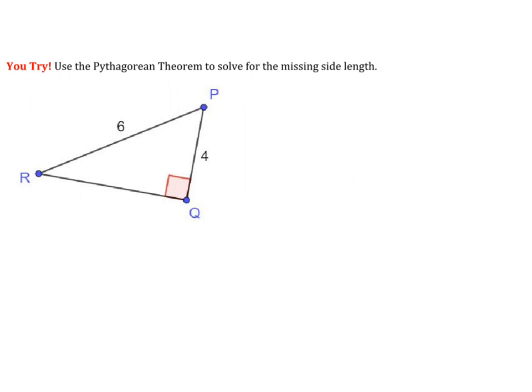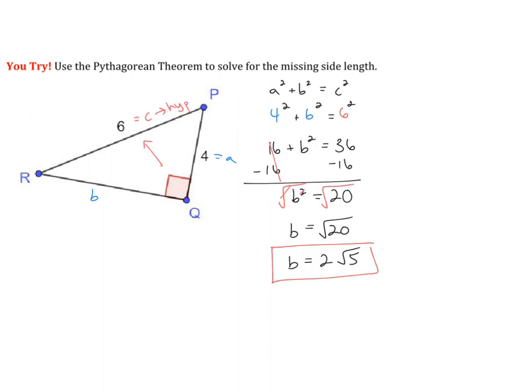All right, go ahead and pause the video here. See if you can give this problem a try on your own. All right, go ahead and double check your answers. Again, my suggestion to you is to always label your right triangle with a, b, and c first so that we know what it is that we're solving for.